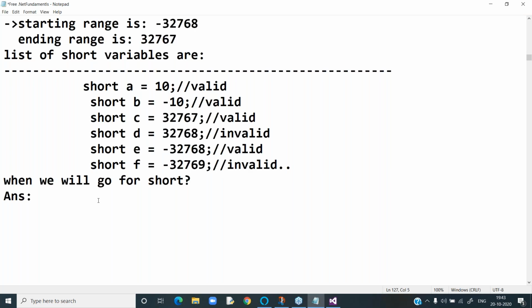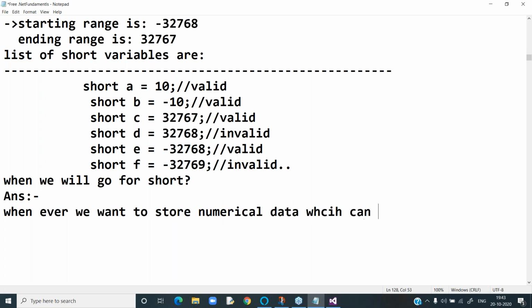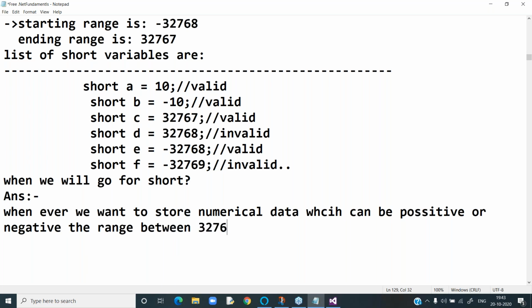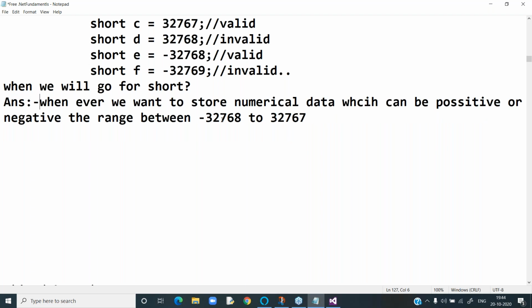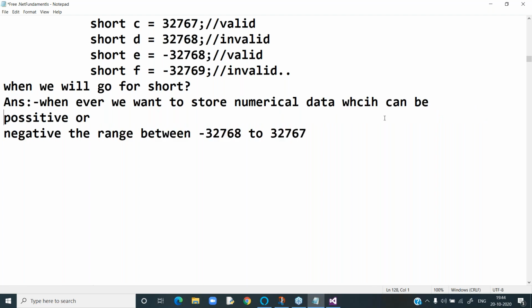Whenever we want to store numerical data which can be positive or negative, with the range between minus 32,768 and 32,767, that is when we go for short.